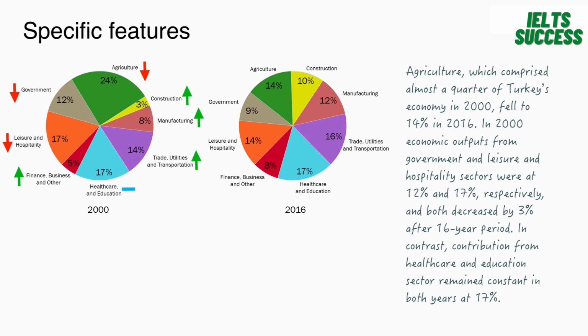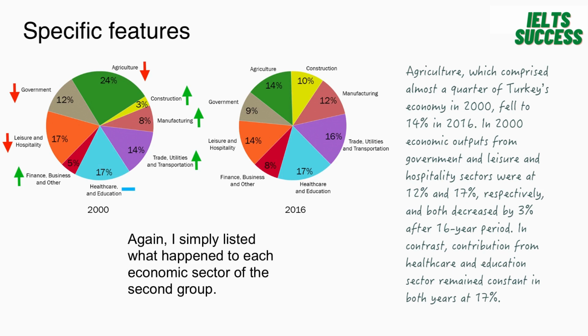Agriculture, which comprised almost a quarter of Turkey's economy in 2000, fell to 14% in 2016. In 2000, economic outputs from government and leisure and hospitality sectors were at 12 and 17% respectively, and both decreased by 3% after a 16-year period. In contrast, contribution from healthcare and education sector remained constant in both years at 17%.